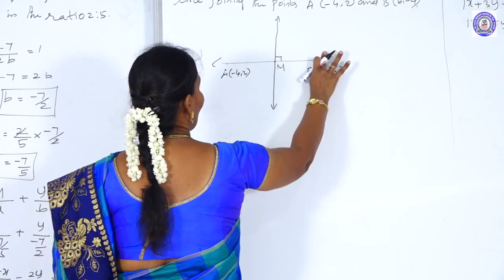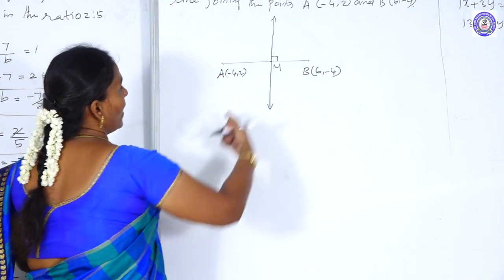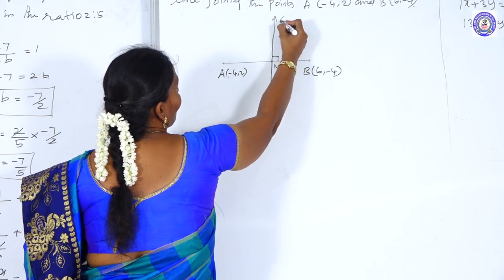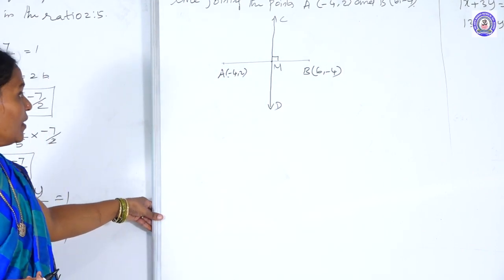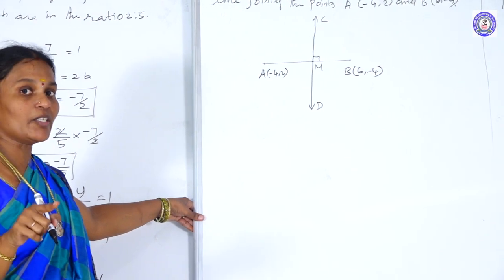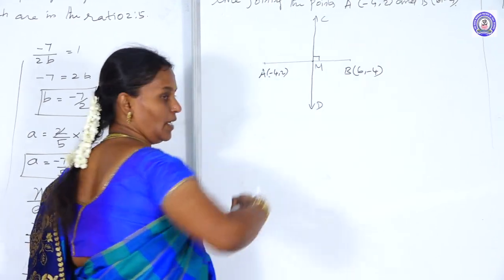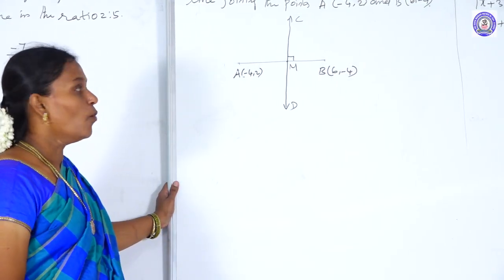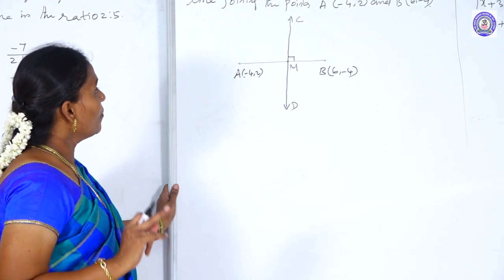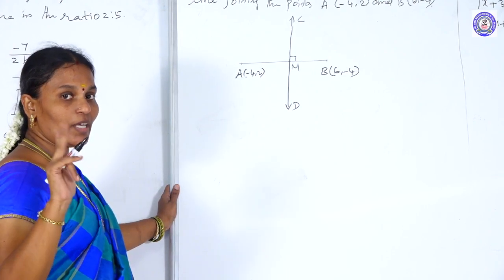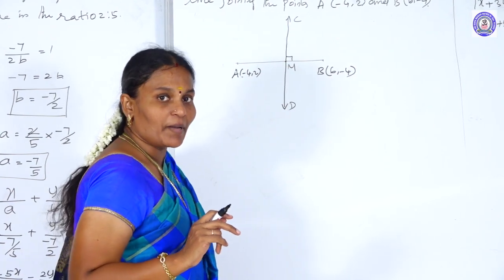You consider AB a line segment, and you consider this perpendicular bisector to be CD. Now you have to find the equation of the perpendicular bisector, that means you find the equation of CD. Once again, I recall what the perpendicular bisector is: it divides the segment into equal halves at a right angle, and a right angle means perpendicular.